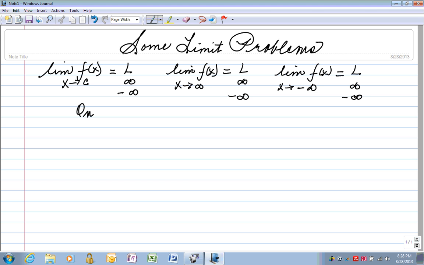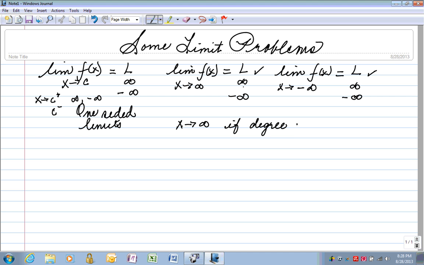Here we have some one-sided limit definitions. As we approach c from the right and c from the left, we may get infinity or negative infinity. So we have a lot of considerations to make. Another consideration is what happens as x approaches infinity. That gives you a whole new ball game. Maybe you get a number L, but you could get infinity or negative infinity by looking at the comparison of the degree of the numerator and the denominator.